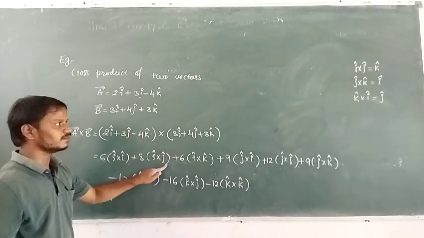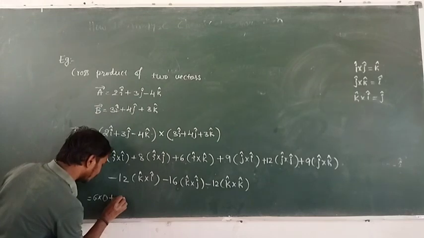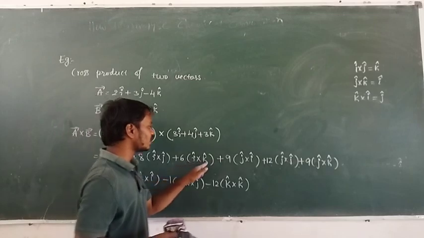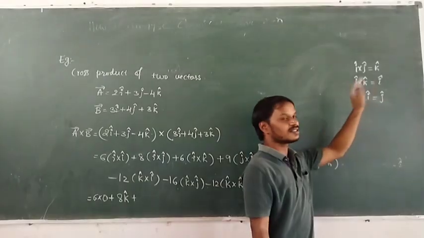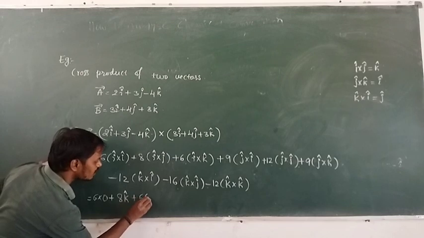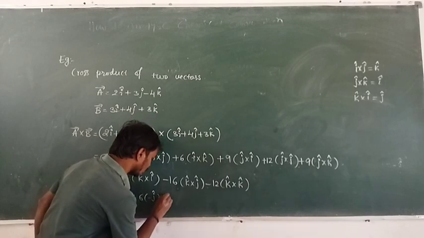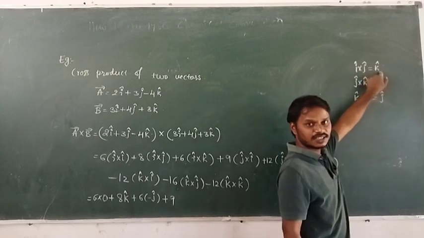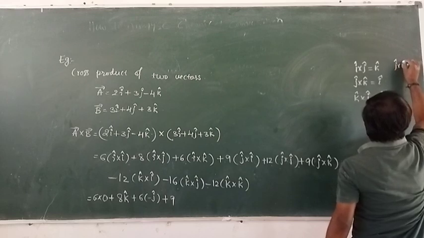Then what about i cross j? i cross j is nothing but k cap, so that is 8k cap. Then plus 6 into i cross k. But k cross i is plus j, which means i cross k is minus j. So we can write this as 6 into minus j cap, plus 9 into j cross i. i cross j is plus k, but j cross i is minus k.